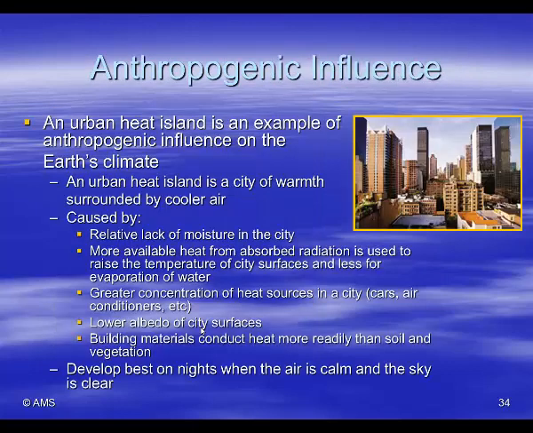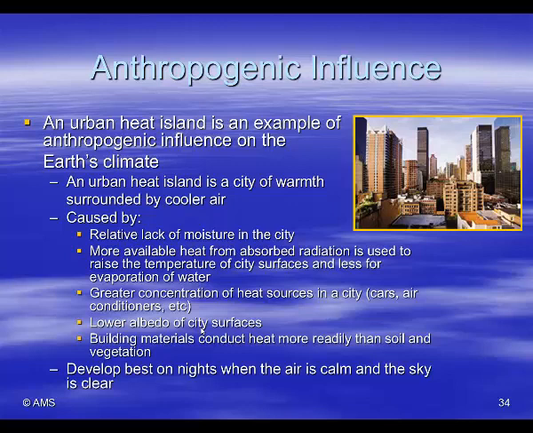We of course also have man-made influences. So for example, the urban heat island is an example of a man-made effect. What we see is that the urban heat island is a city of warmth surrounded by cooler air. So for instance, if we go to Philadelphia, we'll see that there's a relative lack of moisture in the city. And there's more available heat from absorbed radiation, and this is used to raise the temperature of the city surfaces, because there's not much used in evaporation of water because there isn't much water.